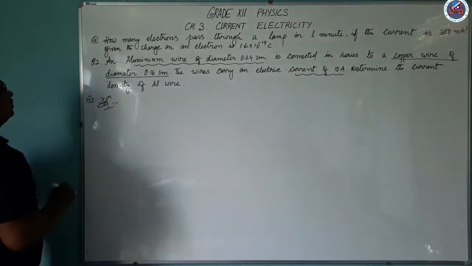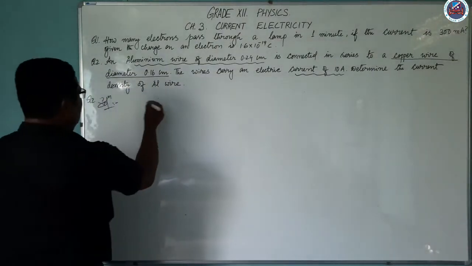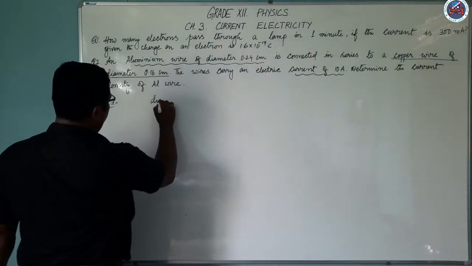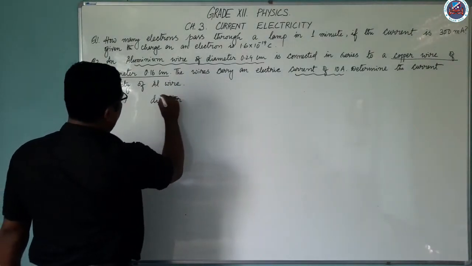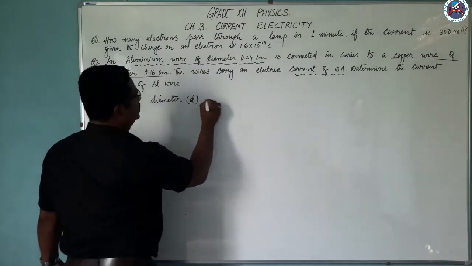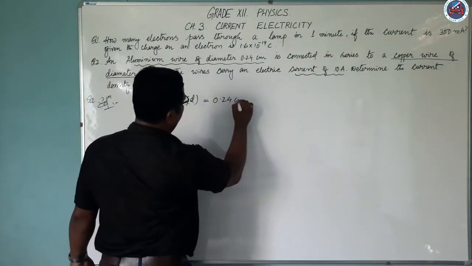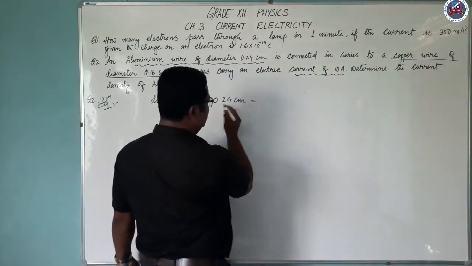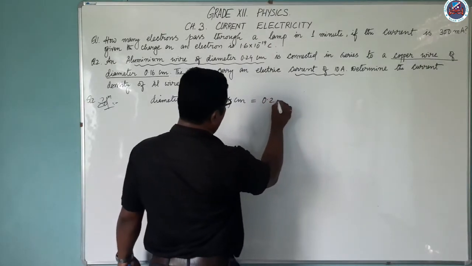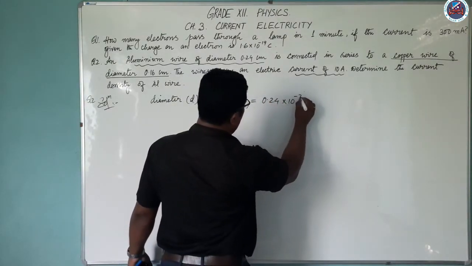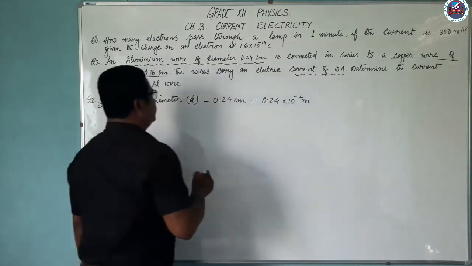Part 2, diameter of the wire. Let us write this D. It is 0.24 centimeter. Convert it into meter. This is divided by 100. It is 0.24 into 10 to the power minus 2 meter. But we don't require diameter.